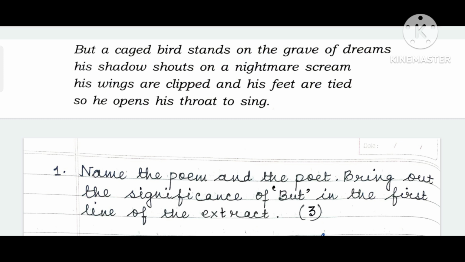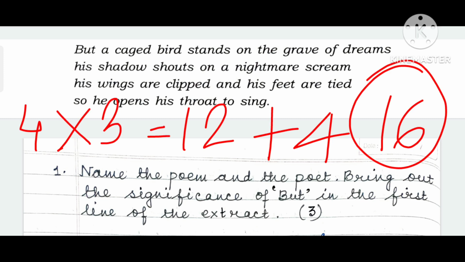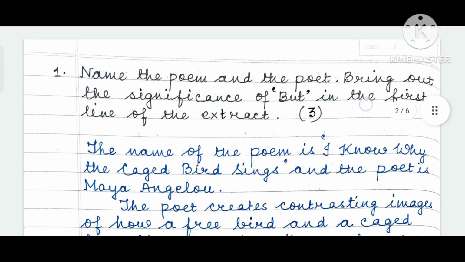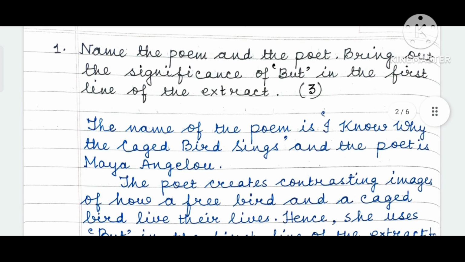So 3 marks. You will get 4 questions carrying 3 marks each. 4 into 3 is equal to 12, and the last question will carry 4 marks. So a total of 16 marks for each passage. Name the poem and the poet. In this subpart, there are 2 answers to be provided, the name of the poem and also the name of the poet.